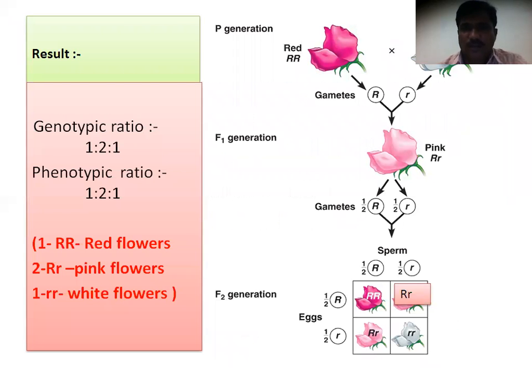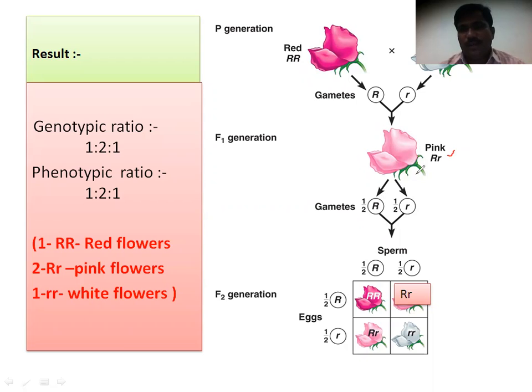See this cross, red flower crossed with white flower, gametes are formed. These are the gametes, capital R and small r. Capital R and small r fertilize. After fertilization, F1 is formed. So all flowers that occur are pink flowers. This is the F1 generation.